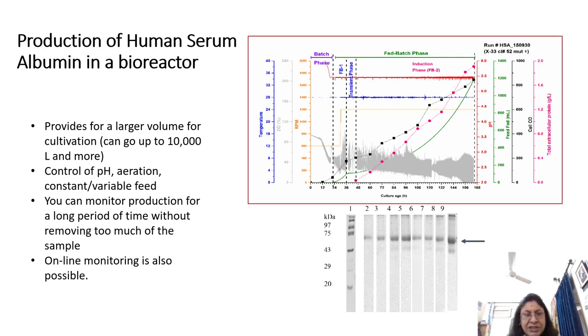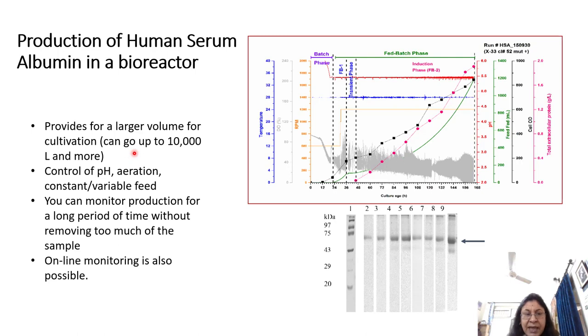There are several points written on this slide. First, when you cultivate this recombinant yeast in a bioreactor, you can provide a much larger volume for cultivation. In the normal laboratory, we have very small shake flasks, at maximum a 2 liter or maybe a 5 liter shake flask. But a bioreactor can go up to 10,000 liters, and in many cases even higher capacity than that. So you have the ability to cultivate a recombinant yeast at a much larger scale, and the idea is that large volumes of the product can be obtained.